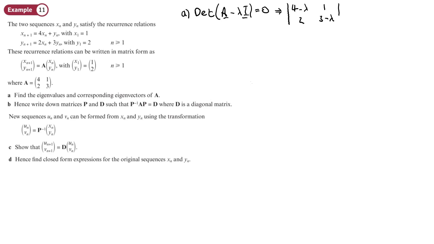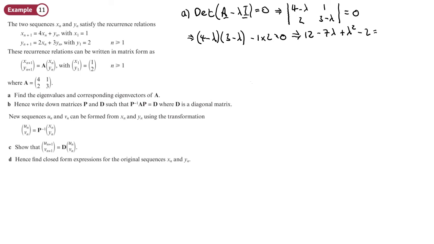So minus lambda along the leading diagonals equals 0. Okay, so let's work out what that determinant is. So it's going to be (4 minus lambda) times (3 minus lambda) minus 1 times 2 equals 0. So from there, if we multiply out the brackets, we'll get 12 minus 3 lambda minus 4 lambda, which is minus 7 lambda, plus lambda squared, minus 2 equals 0.